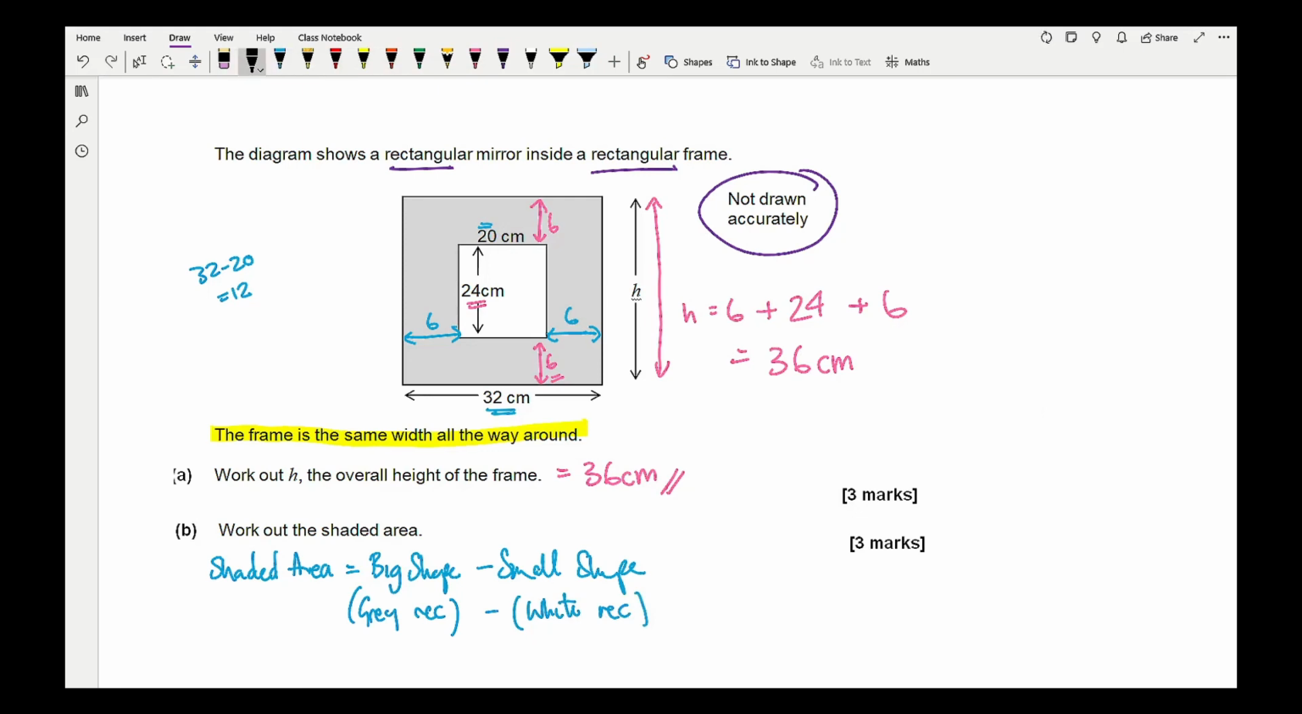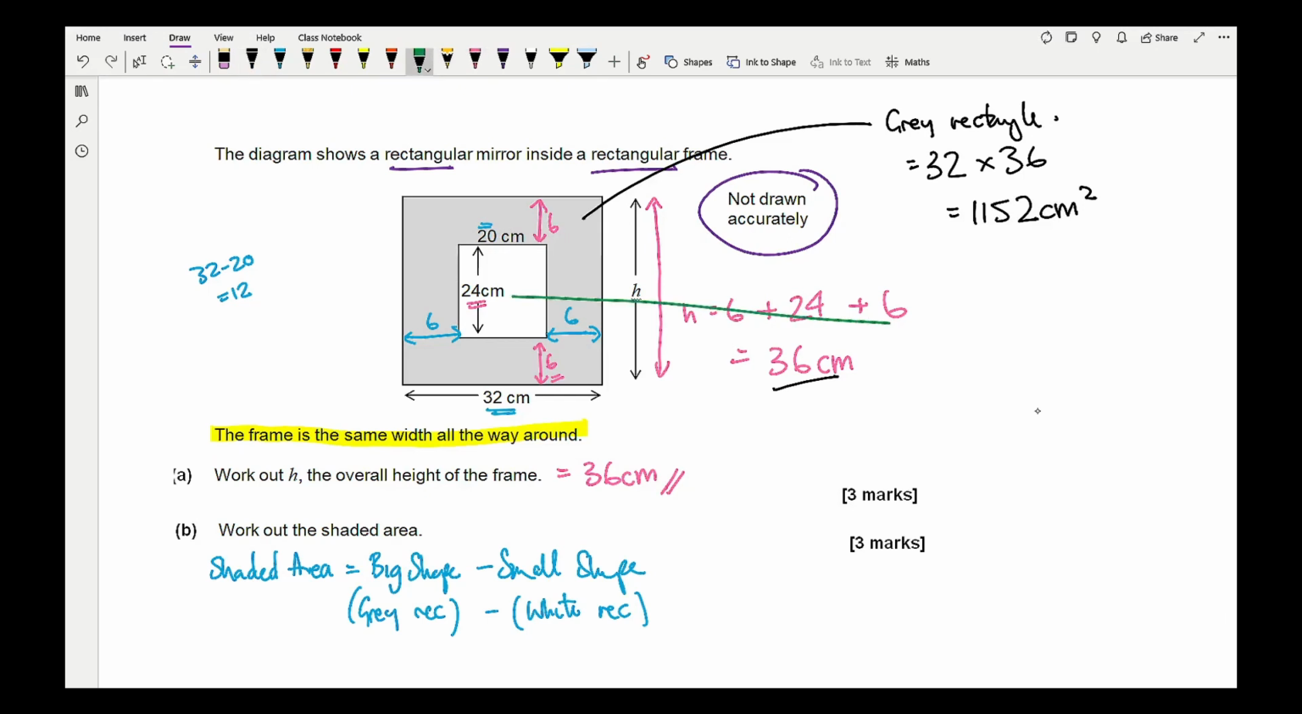So looking at the grey rectangle, that's going to be the overall base, which is 32, multiplied by the height, which I've now worked out as being 36. So using my calculator to work that out, or if it was a non-calculator paper, I just have to do some long multiplication, and I get the answer of 1152 centimetres squared.